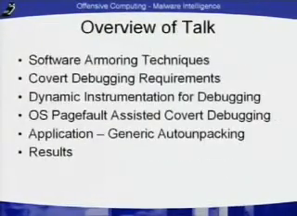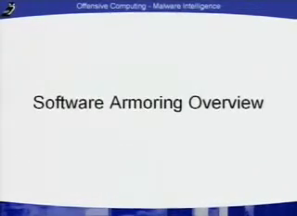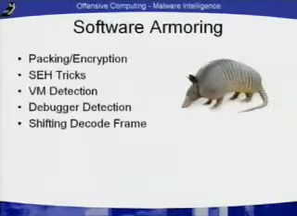So what we're going to talk about is the general techniques of software armoring, and go over some of the requirements. We'll talk about two methods. The first one is dynamic instrumentation, and the second is a page fault-assisted debugging method. And as an application, we'll show our generic auto unpacker and the results of that. Val's going to talk about software armoring.